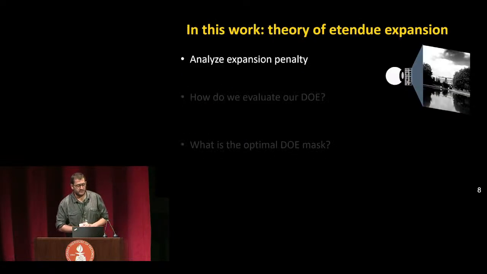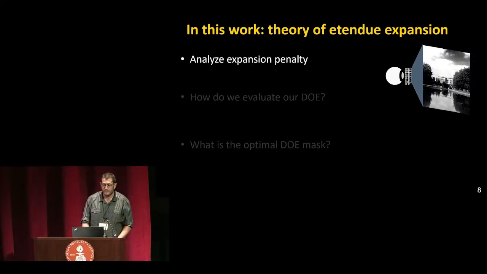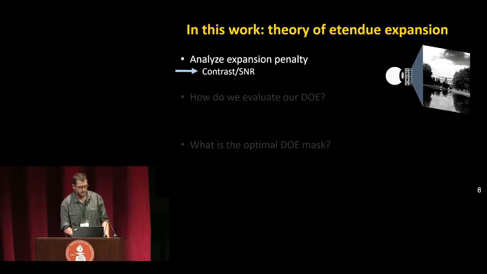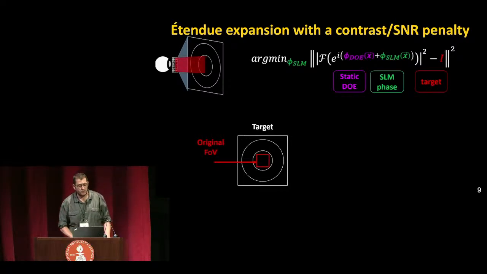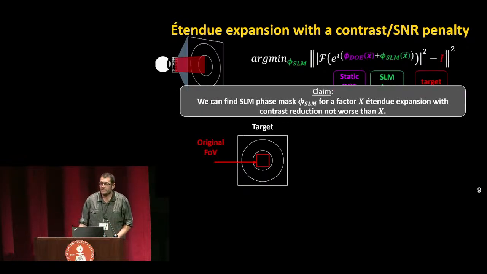So now that we understand the image formulation, let's analyze what penalty we pay for etendue expansion. And we start with contrast penalties. So, as mentioned earlier, the SLM can generate content over a small field of view. The added DOE sends light to a larger angular range, but does not increase the number of degrees of freedom. So we expect some limitations in the ability to generate content. In the paper, we prove the following claim. We can approximate any desired target image, but if we increase etendue by a factor of x, we pay a price of contrast or SNR of a factor of x.